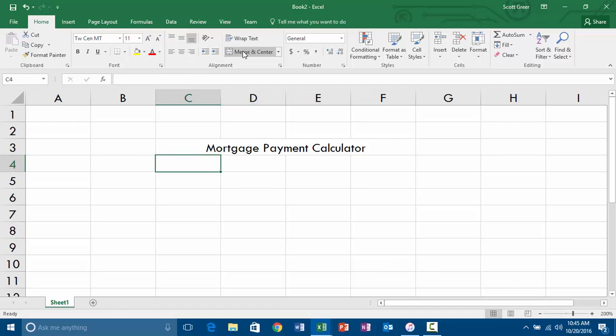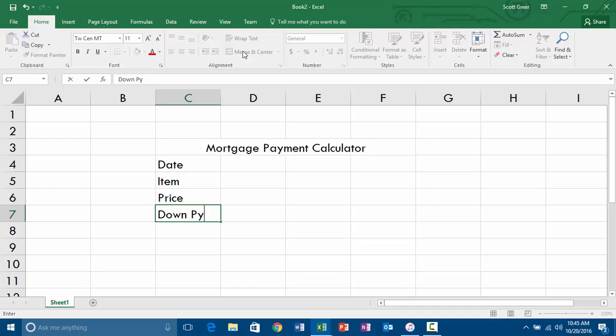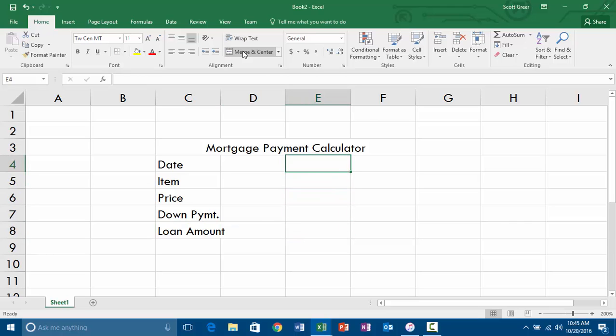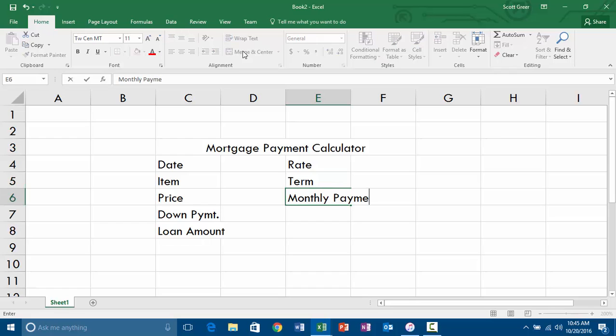All right, so we've got mortgage payment calculator. We're going to go ahead and type in, starting at the top of 189, all the different things that we have here. So we first have in C4, we have date. In C5, we have item, then price, then down payment, and then we have loan amount. We scoot over to E4, and we have rate, term, monthly payment, total interest, and finally total cost.